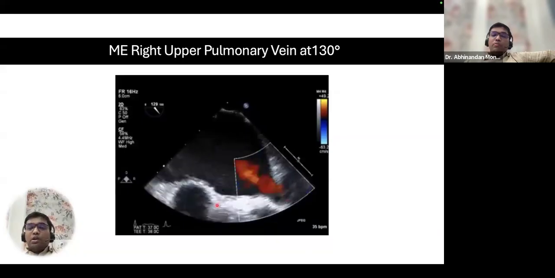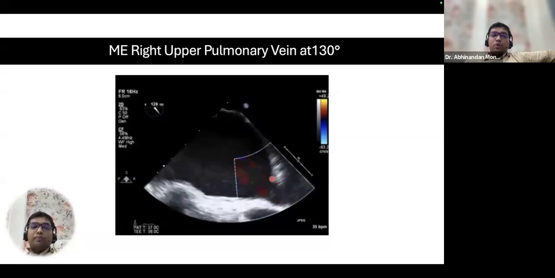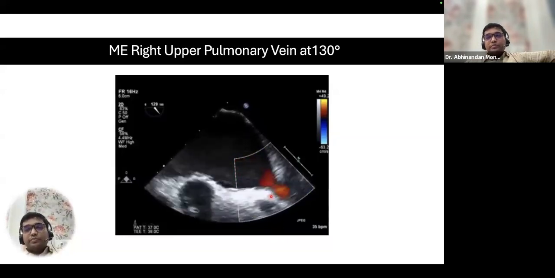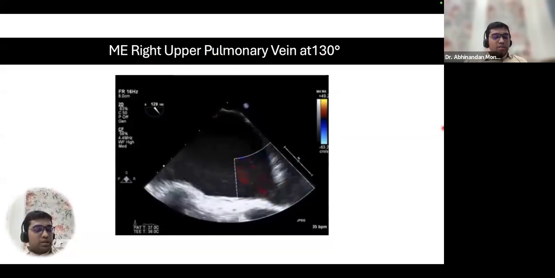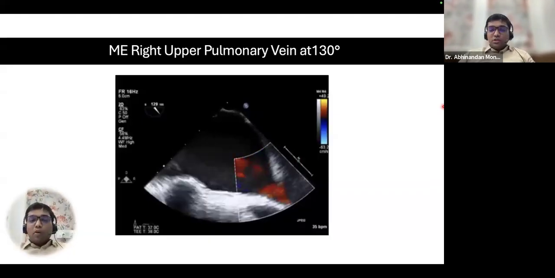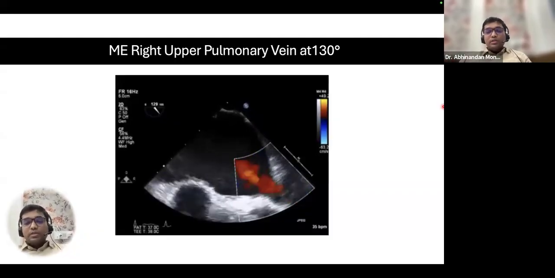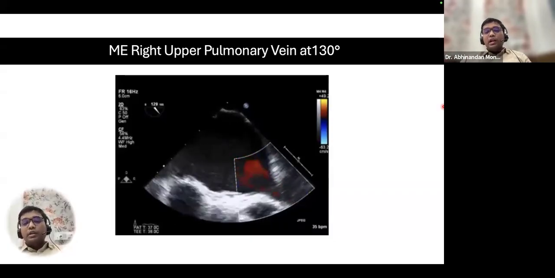That means in your modified bicaval view, or your bicaval view at least, if we rotate the probe towards your right, then also you will be able to see a colored Doppler. So this is your right upper pulmonary vein at 130°. Always remember this is different in every patient. It is not possible to say that a patient will have the pulmonary vein at a particular angle. For all practical purposes, you'll have to find the pulmonary vein like this only, by putting the colored Doppler.